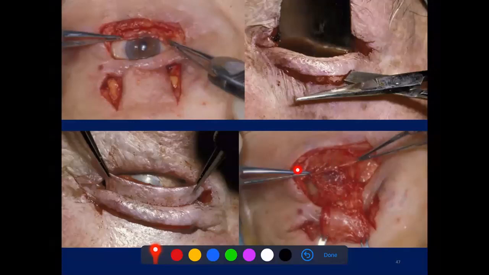So how can you replace the tarsus? You only have a graft, okay? Because you cannot take it from the lower lid. From the mouth? Mouth is a mucous membrane graft, so it can replace conjunctiva. It will not replace tarsus. Tarsus is a dense connective tissue. So how can you replace it? What are the donor sites?